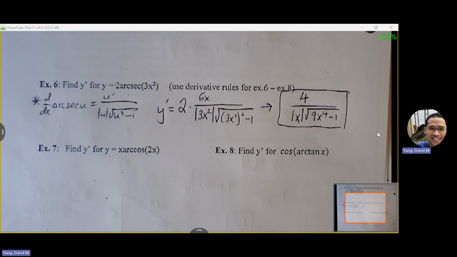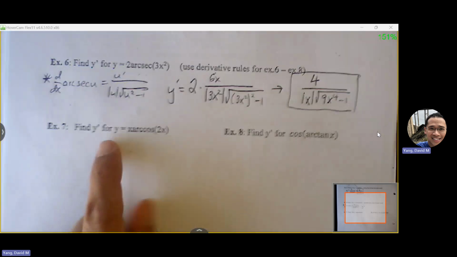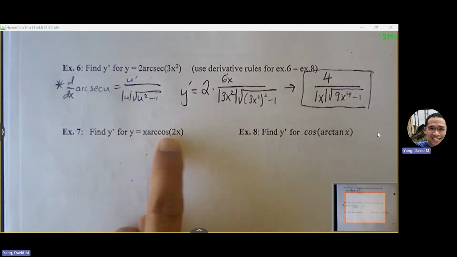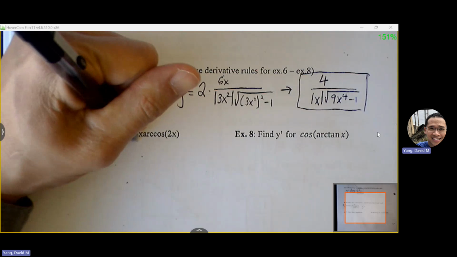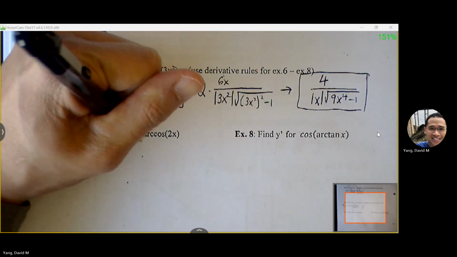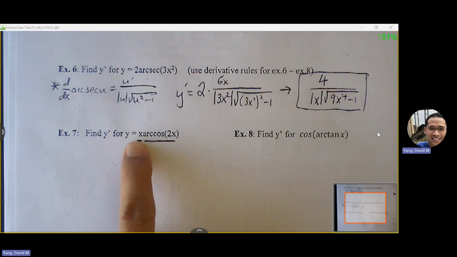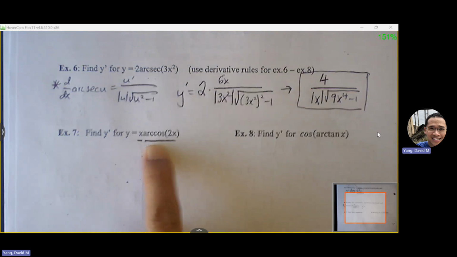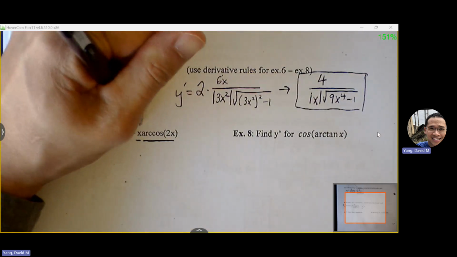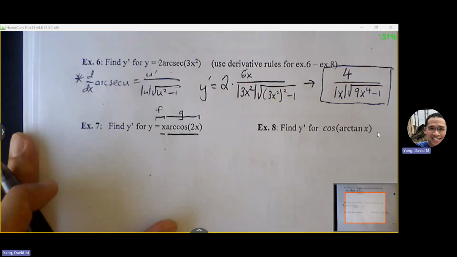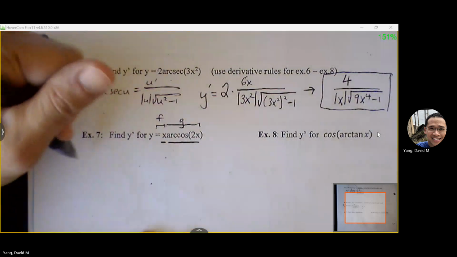Example 7. Find y prime for y equals x times arc cosine of 2x. Hopefully we see that there's a need for more than just arc cosine. What do you notice here? What rule do we have to involve? Product rule, yeah. X is a separate function that's being multiplied with arc cosine of 2x. We've got to go through product rule here. Okay, so f prime g plus f g prime.